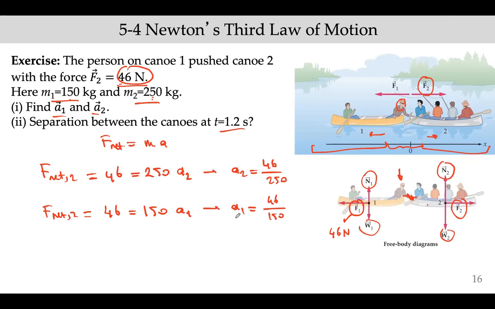Now A1 is larger. Why? Because we are dividing the same number, which is 46, by a smaller number. So A1 will be larger than A2.